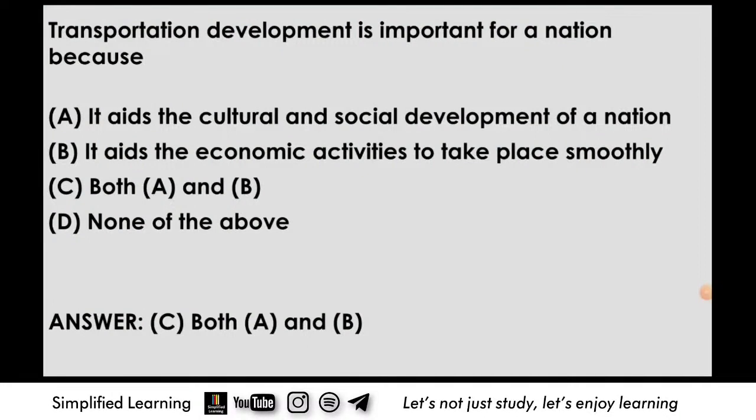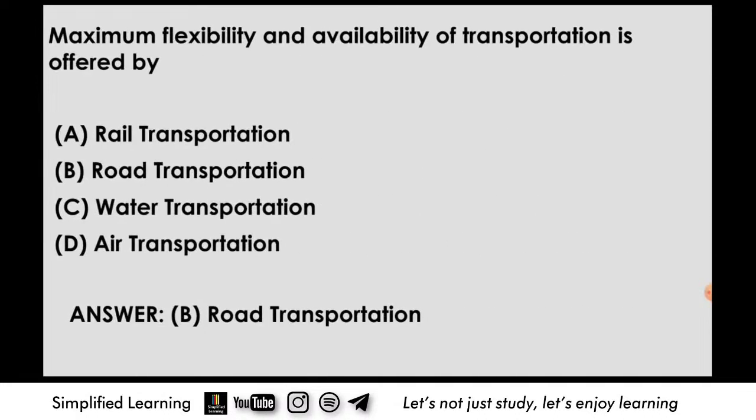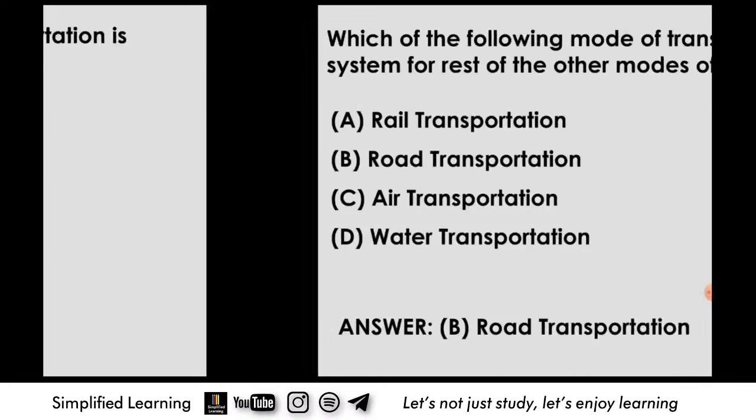So the first question is saying transportation development is important for a nation because it aids the cultural and social development of a nation as well as it aids the economic activities to take place smoothly. Okay, that's why the answer is option C, both A and B. Then maximum flexibility and availability of transportation is offered by road transportation.